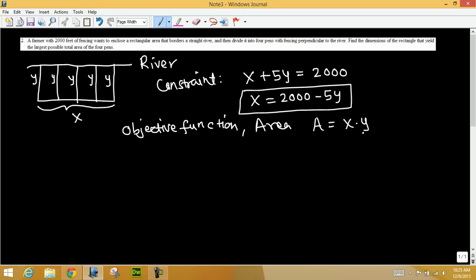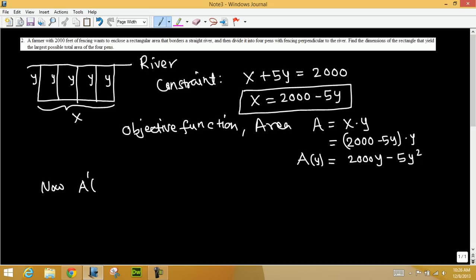We want to write this area in one variable, so replace x from the previous line, so that will be 2,000 minus 5y times quantity y. Let's distribute, so that's 2,000y minus 5y squared. That's the area function, and it's written in terms of y, so we write A as a function of y. Okay, now we want to maximize this area. For next, we take the derivative. Okay, now the derivative, this is not a function of x, this is a function of y.